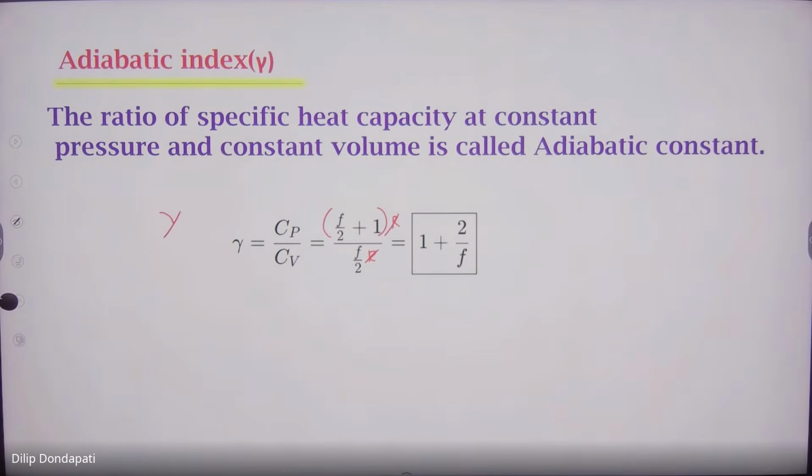तो इसमें क्या पूछेगा एग्जाम में आपको? गामा फॉर मोनोटॉमिक गैस कितना होगा? So it'll be 5 by 3.